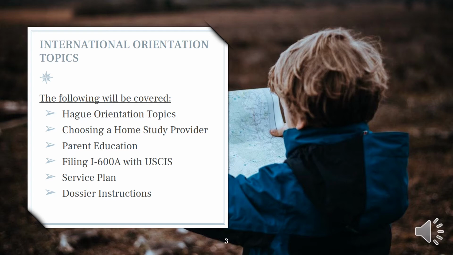Today, we will go over Hague orientation topics, talk about choosing a home study provider, touch on parent education, discuss filing the I-600A with the United States Citizenship and Immigration Service, and explain the service plan and dossier instructions for Ukraine.